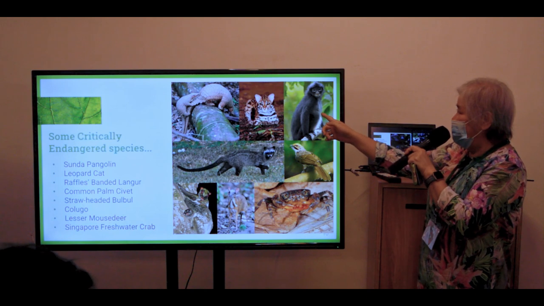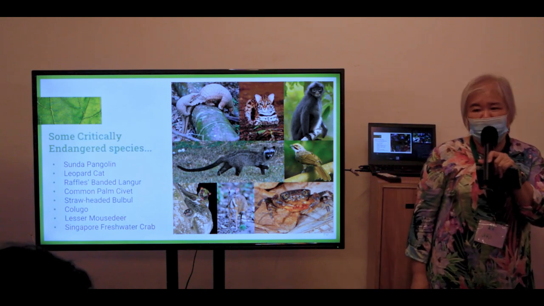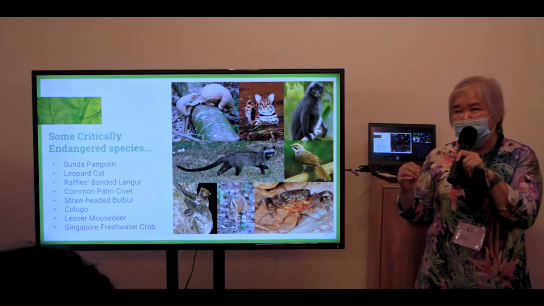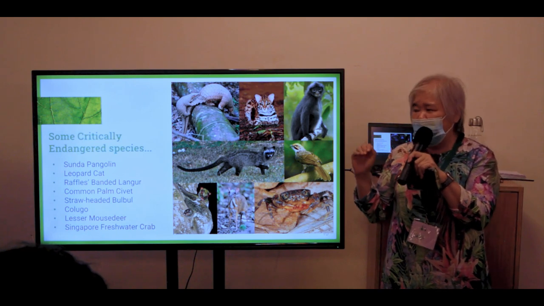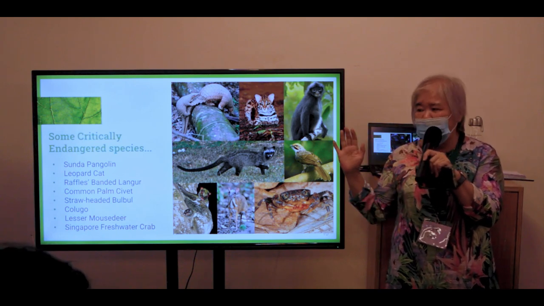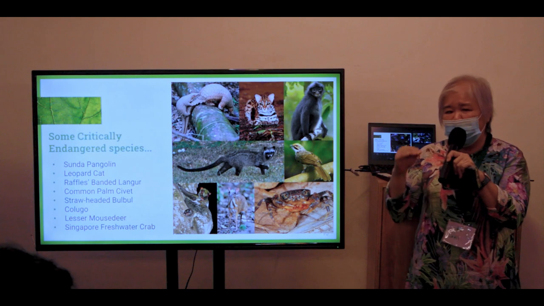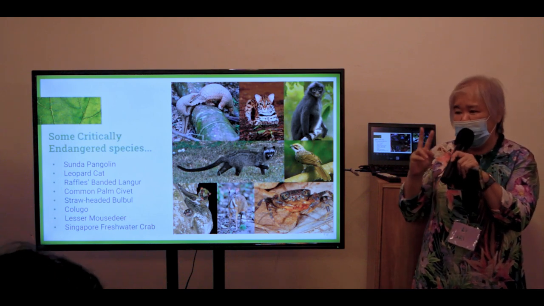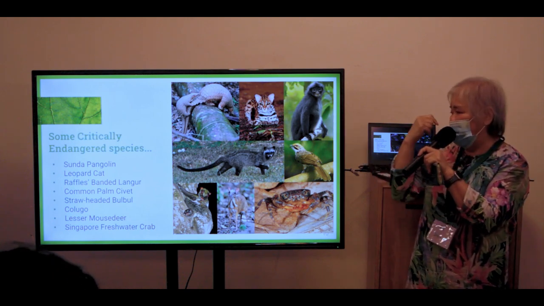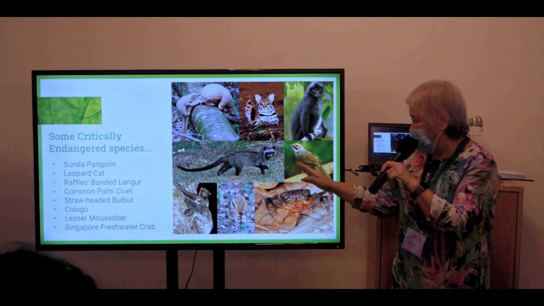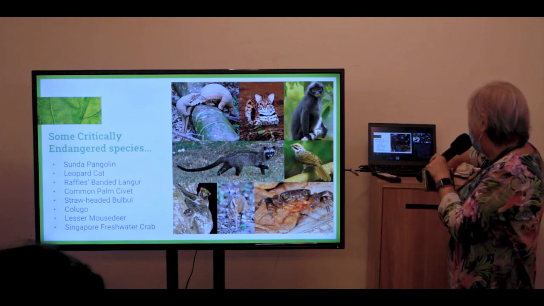The Raffles' banded langur, we've been trying to protect it. Scientists claim that it's actually a separate species and nowhere else in the world can you find it except Singapore and Johor. Only these two places have this cute langur with the white circled ring. So the Pacific cats and all these, these are critically endangered.